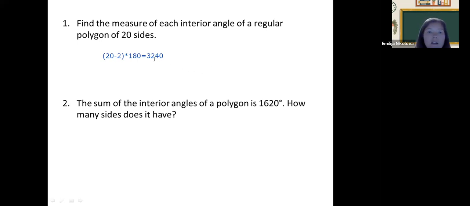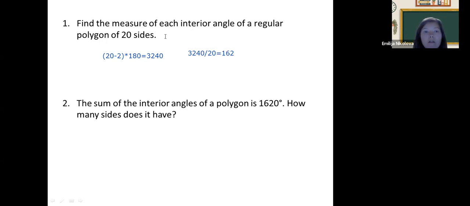So that means that I can divide. If it's a 20 sides polygon, it has 20 angles. So I can divide 3,240 by 20 in order to find out how much is each angle. So if I divide 3,240 divided by 20, because it has 20 angles, we find out that each angle has 162 degrees.